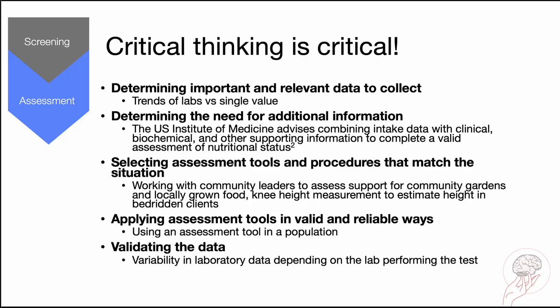And the biggest thing that you'll need for this is critical thinking. You need to determine what is important and relevant data to collect. If you suspect that someone has an anemia, you need to know which labs to order. You also need to look at the trends of the labs versus just a single value. You also need to determine when you need more information. So the US Institute of Medicine advises combining intake data with clinical, biochemical, and other supporting information to complete a valid assessment of nutritional status.